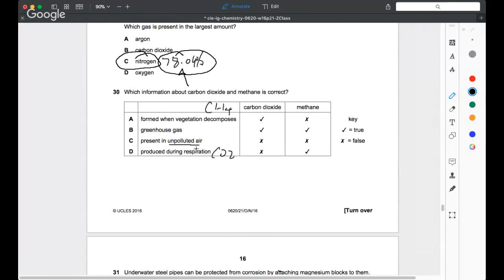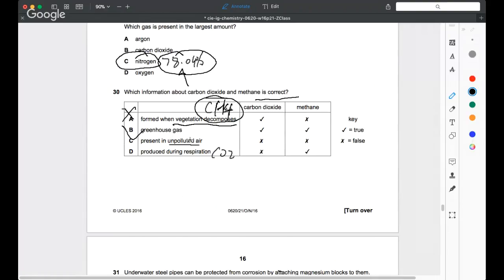So number 30, which is correct. Let's look at the first one. Vegetation decomposition produces methane, but not carbon dioxide. So this is wrong. Greenhouse gas. Yes, they are both greenhouse gases.